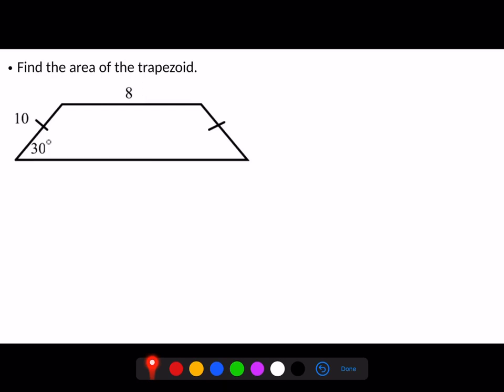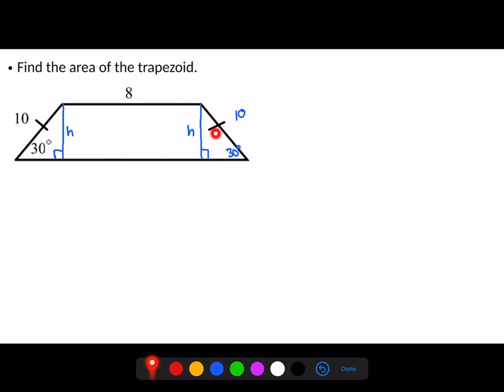So looking at this, is this a height? No, it's not a height because it's not intersecting at 90 degrees. So let's go ahead and draw an altitude here for us. I can draw it on both sides. This is our height. Now if we notice, this is an isosceles trapezoid. So both of these have side lengths 10. If they both have 90-degree angles, they'll both have 30-degree angles down here.